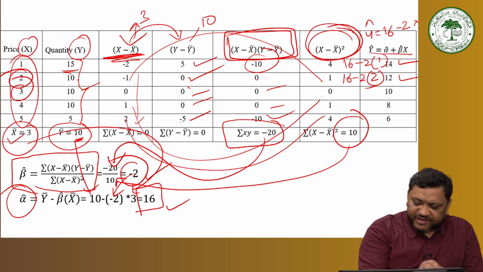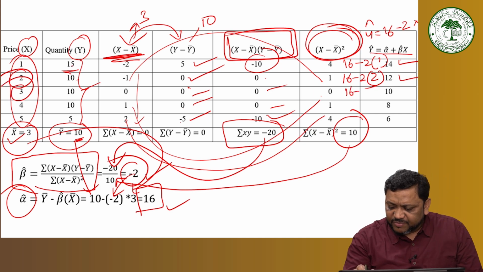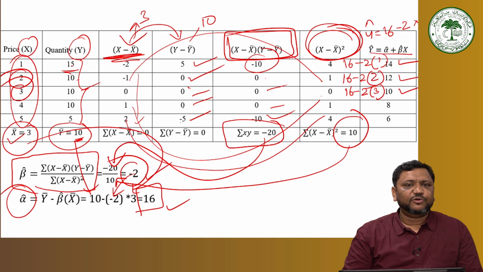Next time the value of x is 3. So it is 16 minus 2 multiplied by 3. So 3 multiplied by 2, 6. 16 minus 6, that is equal to 10.